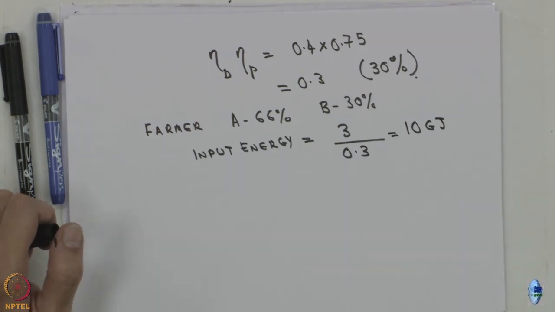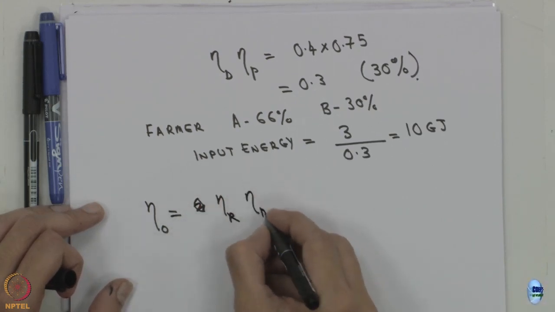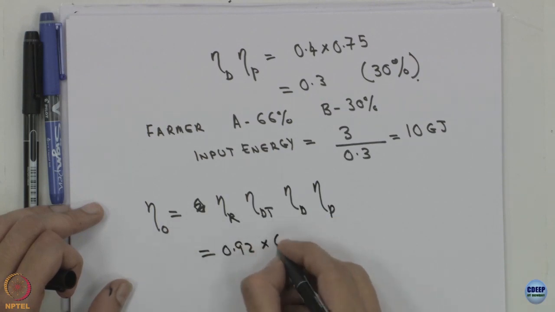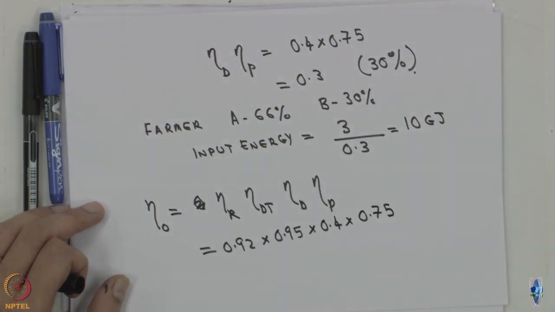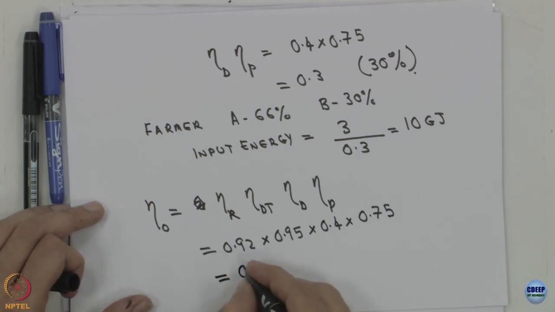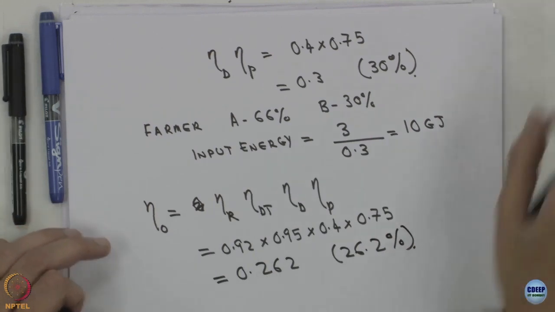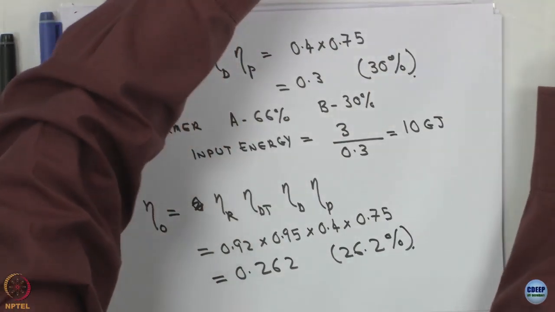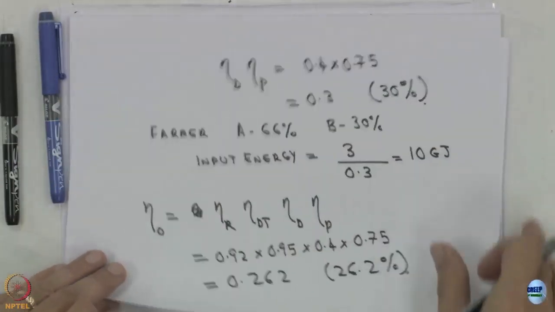Let's look at now the overall efficiency. Refinery is 0.92, diesel transport is 0.95. So, the overall efficiency is going to be eta r into eta dt into eta d into eta p. That is 0.92 into 0.95 into 0.4 into 0.75. So, that comes out to be 0.262, 26.2%. Now, if we compare that with what we had calculated for case A, we had calculated this as 13.9%.